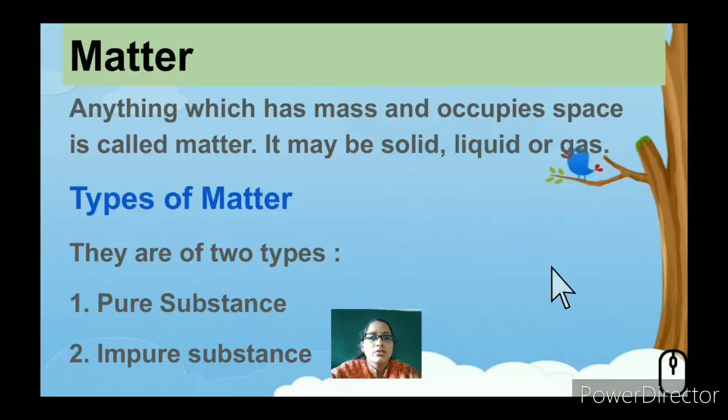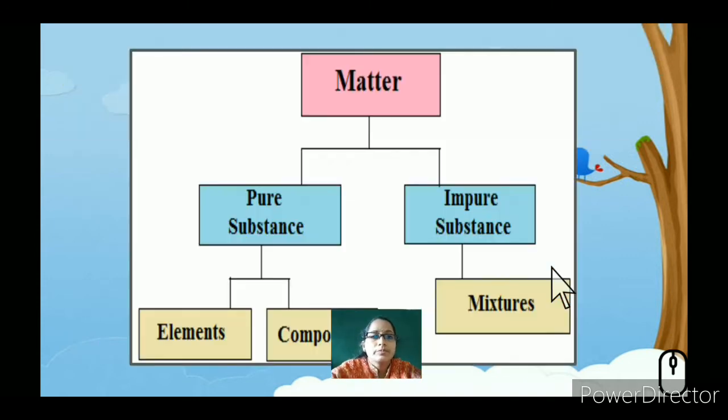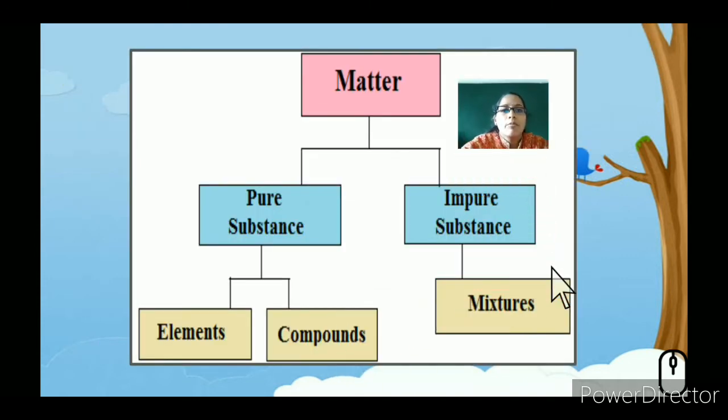I have already told that anything that has mass and occupies space is called matter. A matter can be either a liquid, gas, or solid. So a matter can be a table, a chair, chalk, duster, or anything that occupies space and also has mass. It can be any living object too. Matter can also be divided into two different types, that is pure substance and impure substance.